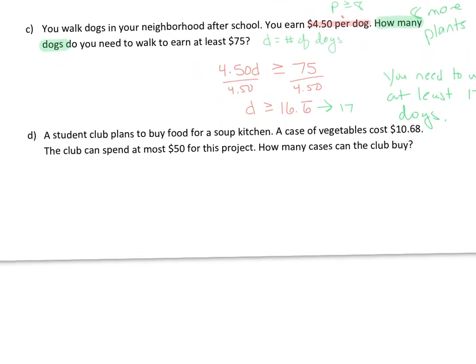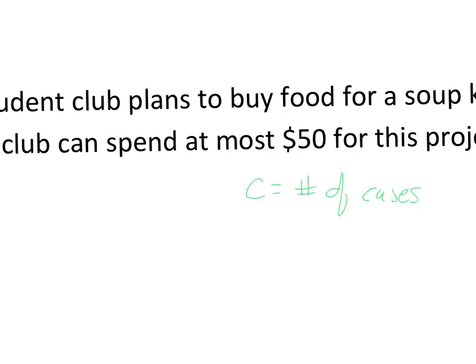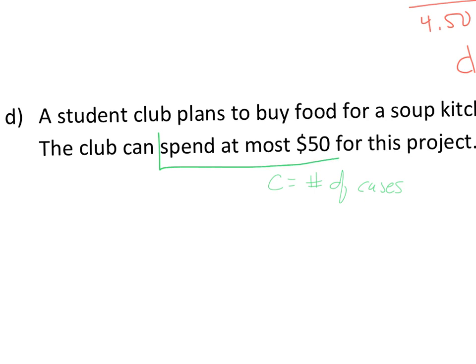All right, and last one. A student club plans to buy food for a soup kitchen. The case of vegetables costs $10.68. The club can spend at most $50 for this project. How many cases can the club buy? Okay, so if I'm looking here, first off, how many cases? So I'm going to put C, number of cases. All right. Now it says they can spend at most 50. So I'm putting 50 on one side. Now, at most means I cannot go over 50. So 50 is my biggest number, but I could equal it.